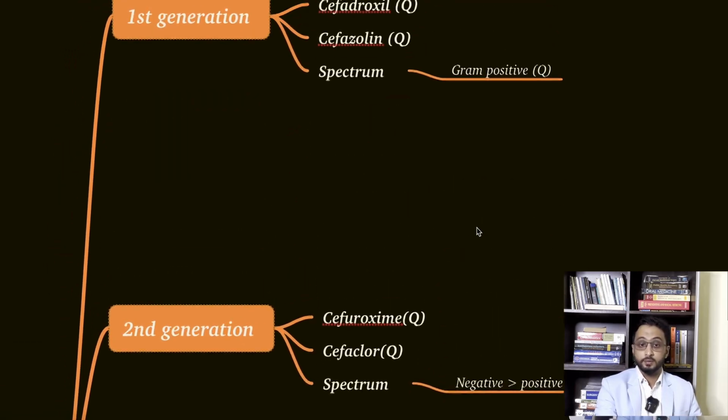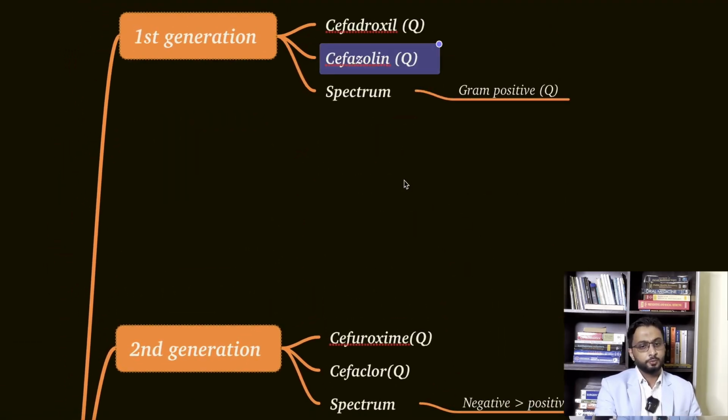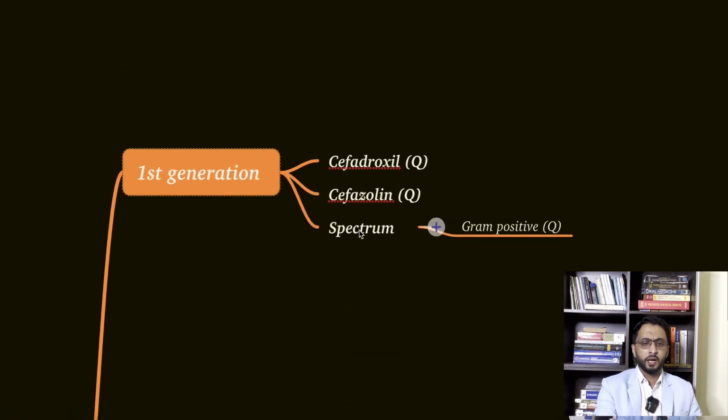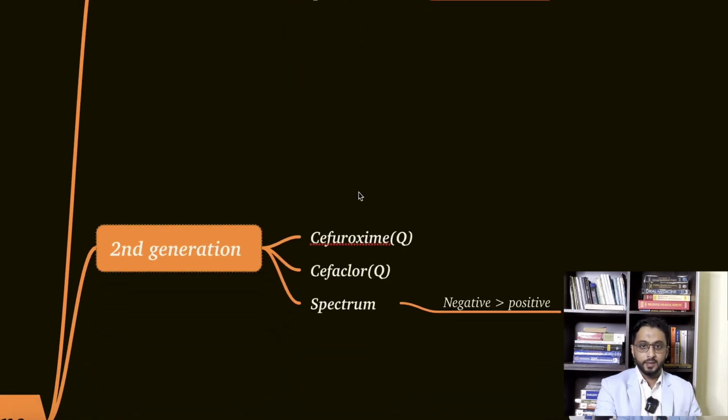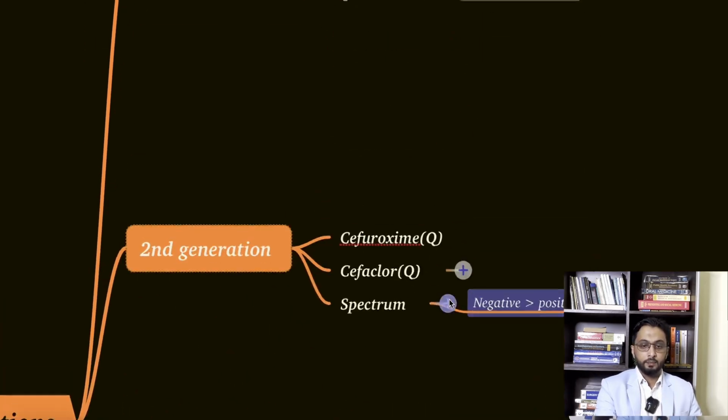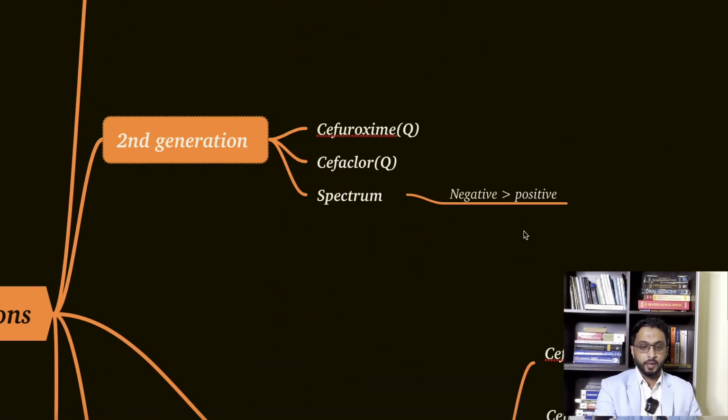So this is what the question was. Cefazolin is more effective against gram negative, opposite. Cefuroxime is more effective against gram negative again in comparison with cefazolin. Okay, it is a true statement, because second generation is more effective against negative than positive. Please note, here only positive is affected. Here negative and positive is affected, but negative is more effective.